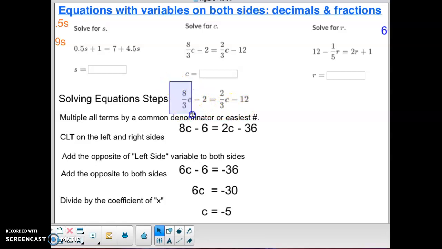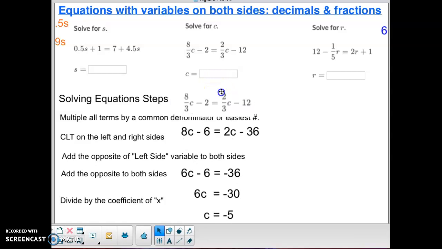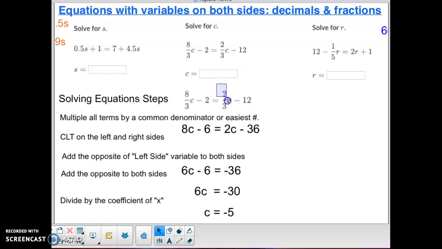So if I multiply this term by 3, the 3's will cancel, and I'm just left with 8c. You'll notice it's just the top number times c. Same thing over here. When I multiply this term by 3, the 3's will cancel, so I'm just left with 2c. Pretty simple. But I have to remember to multiply this by 3, so I get -6, and this by 3, so I get -36. Then we're going to cancel the right side variable by subtracting 2c from both sides. That's where I get this, and then solving the way you normally know how.